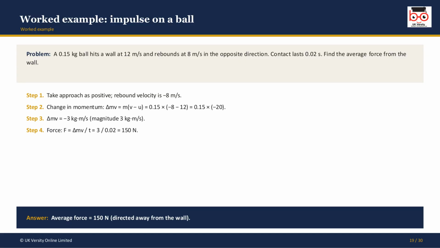Let's put numbers to it. A 0.15 kilogram ball hits a wall at 12 meters per second and bounces straight back at 8 meters per second, with the contact lasting 0.02 seconds.